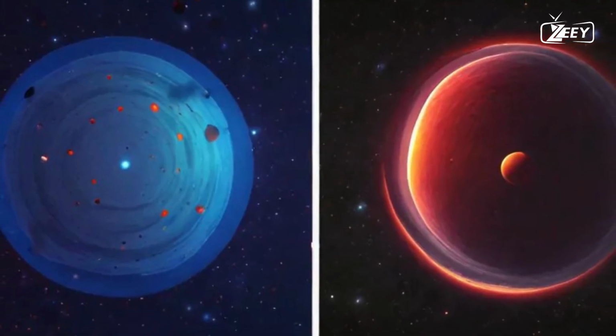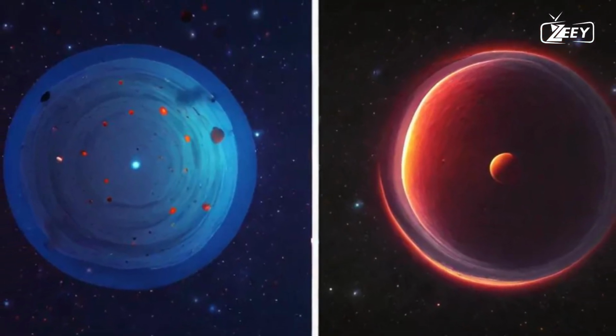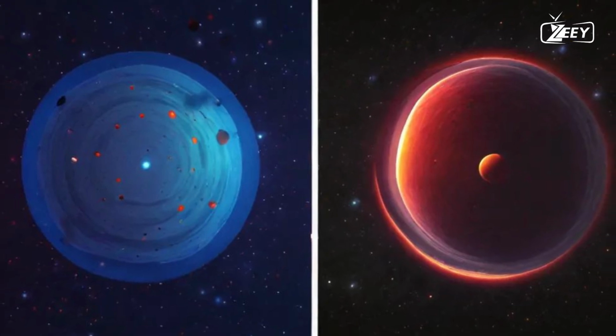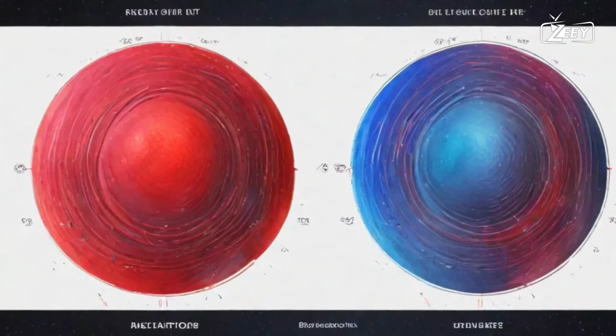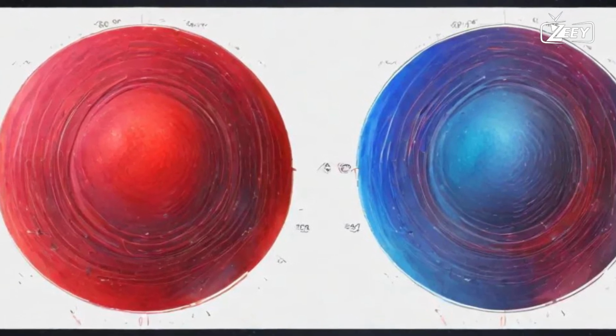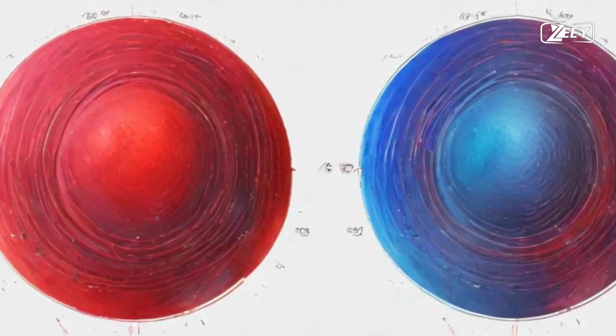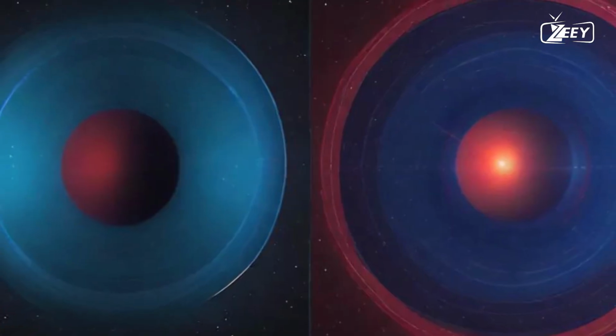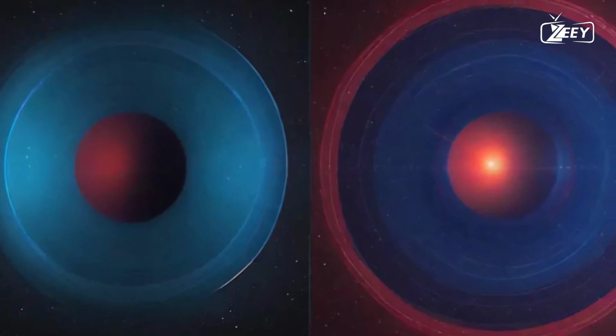When astronomers detect blueshift, they understand that the object is moving closer. This information is invaluable for studying the dynamics of celestial bodies. By measuring the amount of blueshift, scientists can determine how quickly an object is approaching.